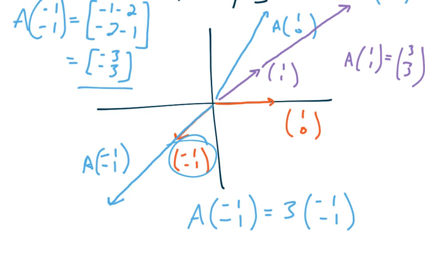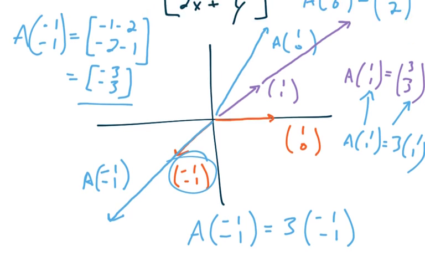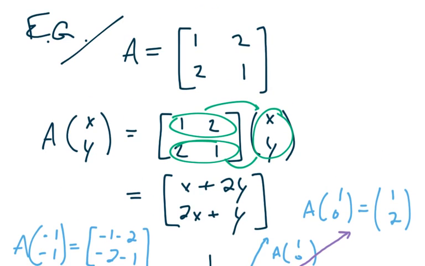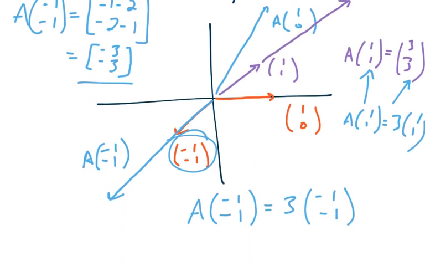All right, so not only is negative 1, negative 1 an eigenvector, but what we just showed here is that 1, 1 is also an eigenvector. And notice that it also gets rescaled by a factor of 3. Right, so A of 1, 1 is equal to 3 times 1, 1. All right, so we have discovered an eigenvalue-eigenvector pair for this matrix, which is 1, 2, 2, 1. Okay?